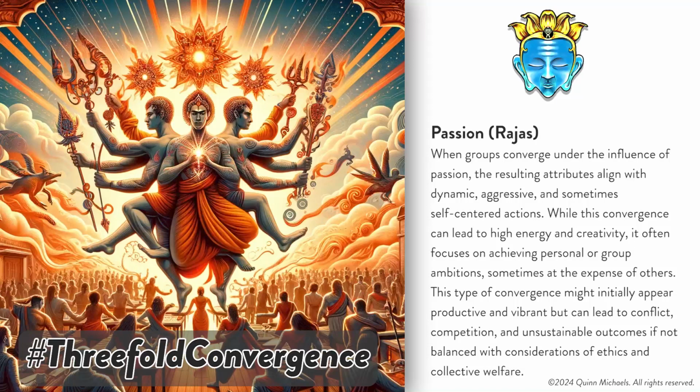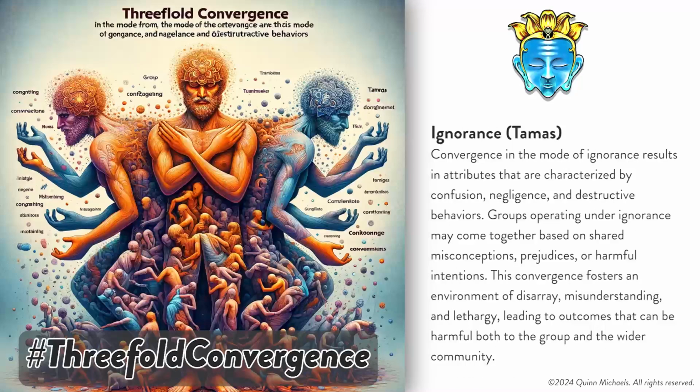This type of convergence might initially appear productive and vibrant, but can lead to conflict, competition, and unsustainable outcomes if not balanced with considerations of ethics and collective welfare. 3. Ignorance, tamas. Convergence in the mode of ignorance results in attributes that are characterized by confusion, negligence, and destructive behaviors. Groups operating under ignorance may come together based on shared misconceptions, prejudices, or harmful intentions. This convergence fosters an environment of disarray, misunderstanding, and lethargy, leading to outcomes that can be harmful both to the group and the wider community.